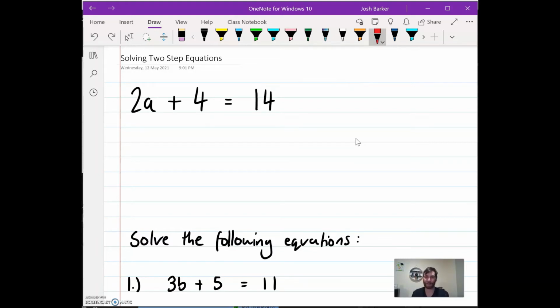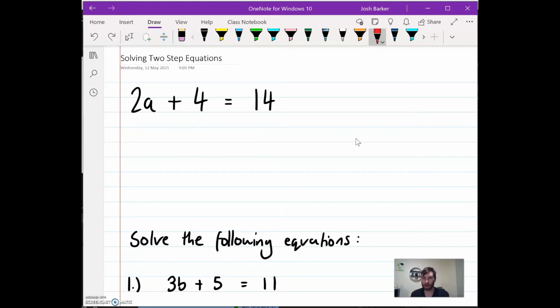Hey everyone, today we're having a look at solving two-step equations. When we solve equations, we're essentially looking for the value of the variable, the mystery number that's going to make our expression true. In this example, 2 multiplied by our mystery number, add 4 will give us an answer of 14. So we're looking for what the value of a is that makes that expression true.